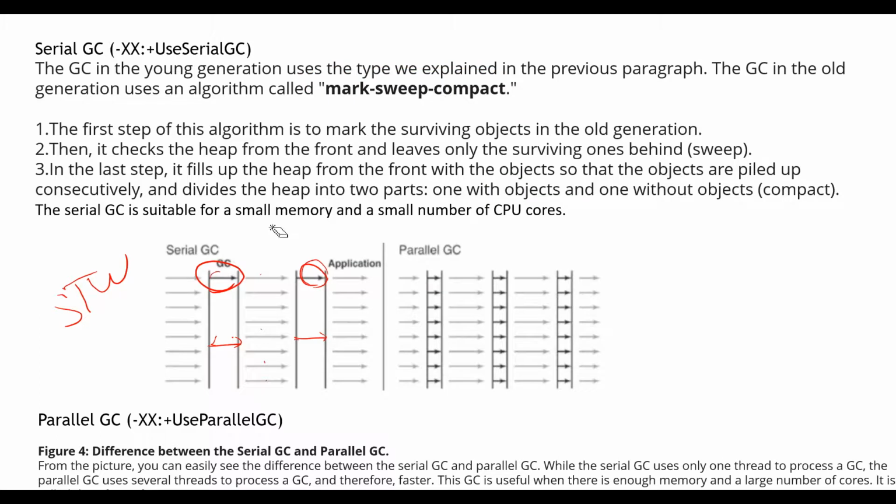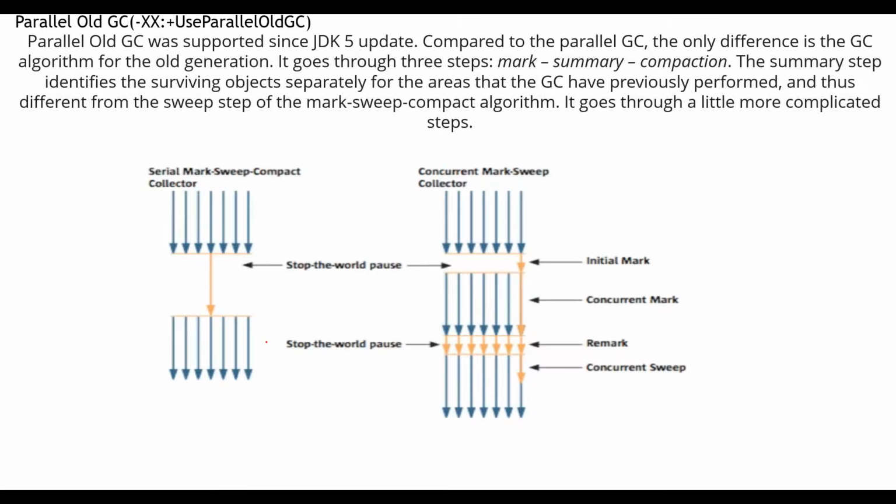Now let's go to the CMS GC. So parallel old is also there. It is running on the old generation. Same as whatever we discussed here, it is running the parallel GC on the old generation. It was updated from JDK 5, because before that it was not specifically there for the old generation. So the only difference between this and parallel GC is that it is specified for the old generation.